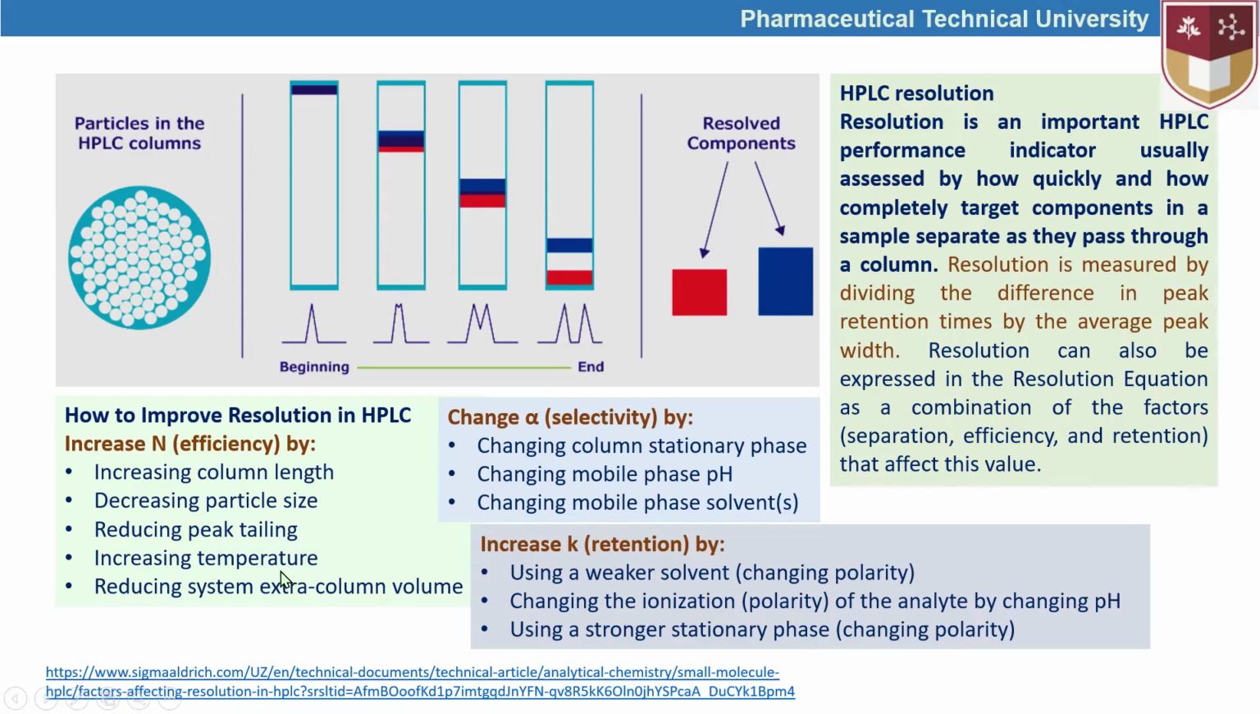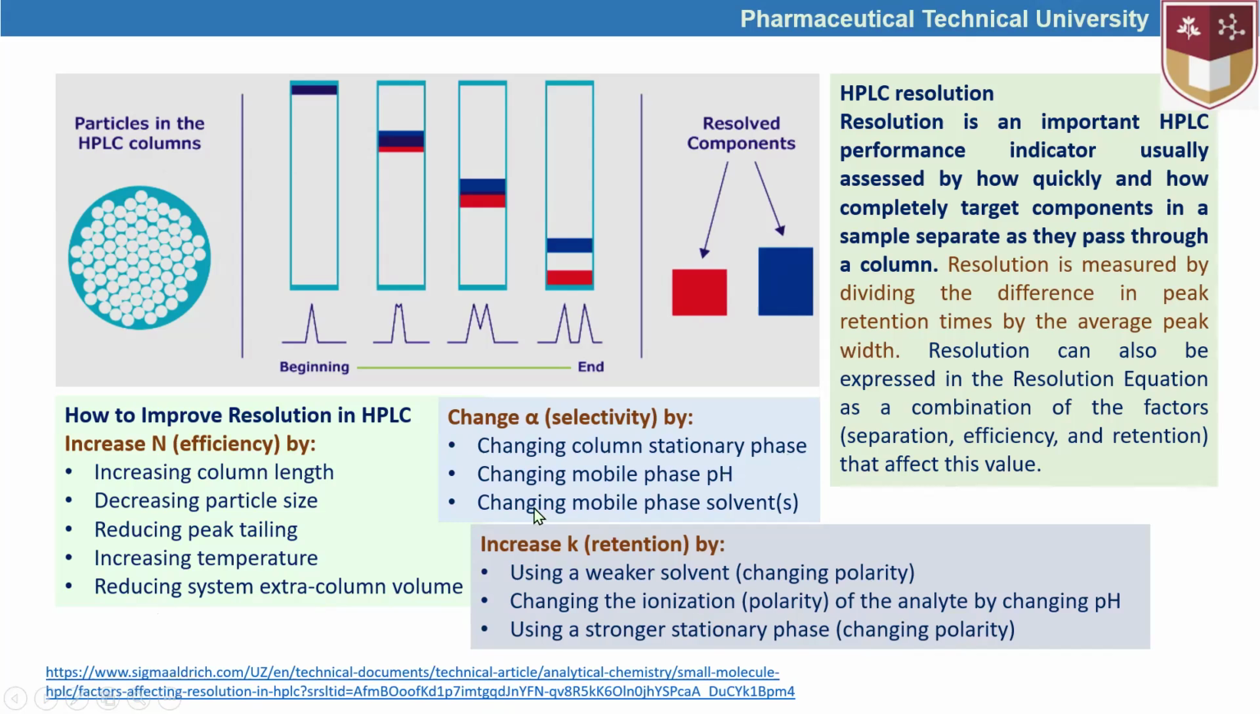Increasing the temperature can be another factor. We talked about the significance of the temperature. The temperature is especially significant for compounds that might have high viscosity. Reducing the system's extra column volume is another point that might significantly affect the resolution. And the column stationary phase is another point.